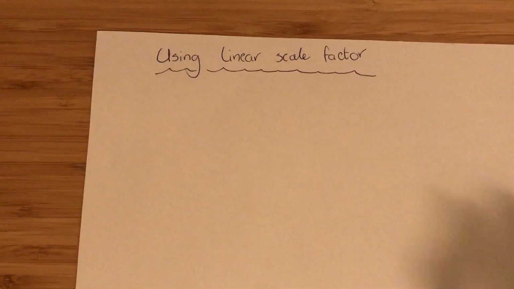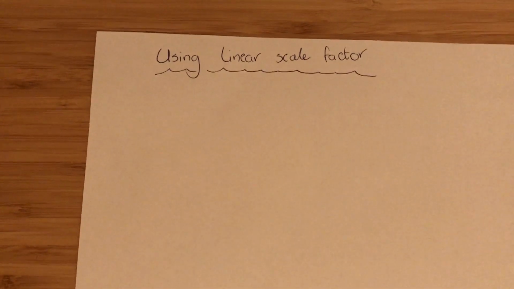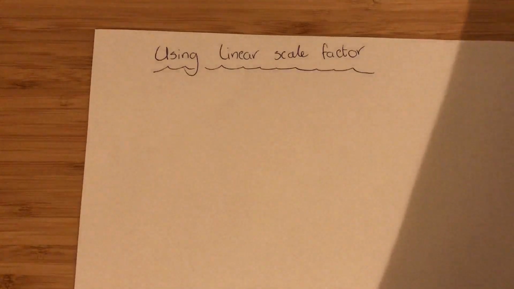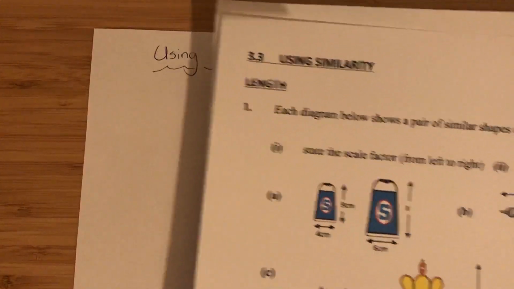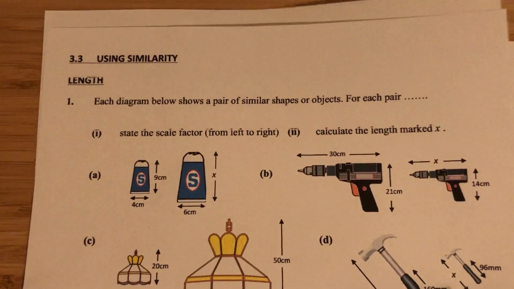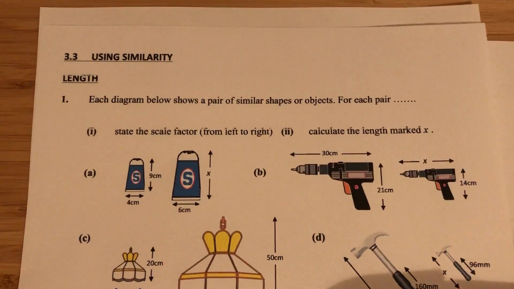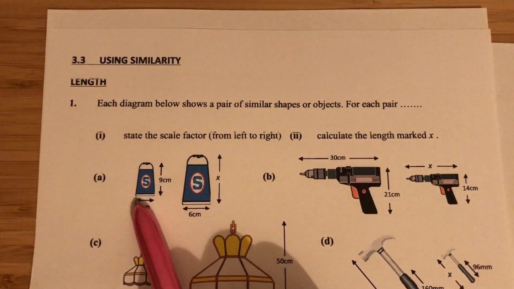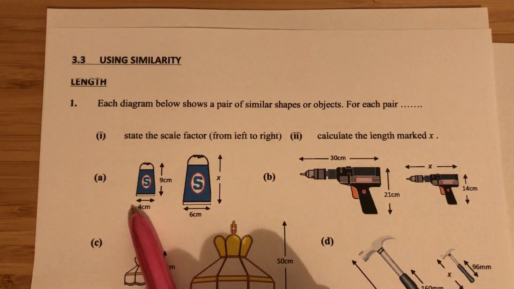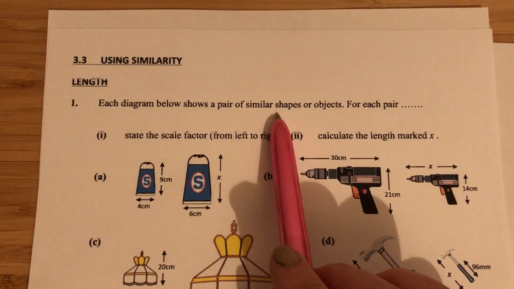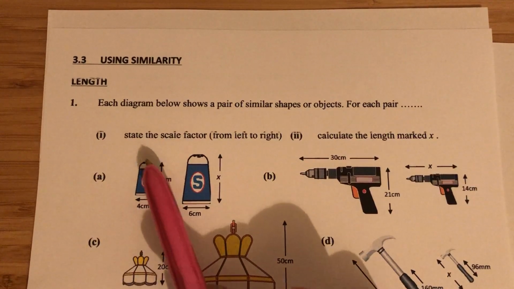So for this tutorial, we're looking at using the linear scale factor. I've taken some questions from the practice questions, which you can see on the OneNote. We're going to look at finding a missing side if we know the linear scale factor. Looking at this first one, we've got two similar shapes. If we're told they're similar shapes, we're thinking scale factor, finding a missing side.